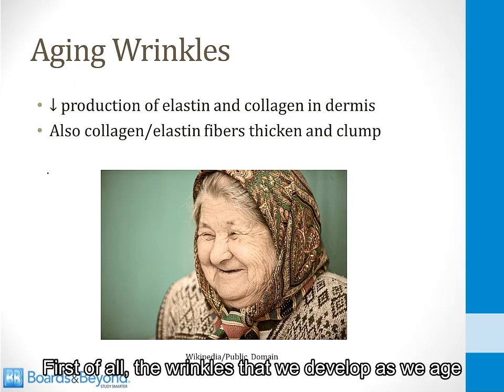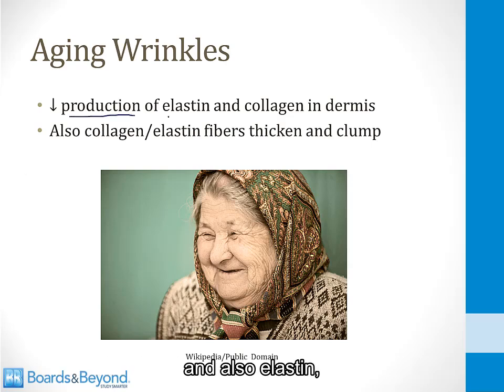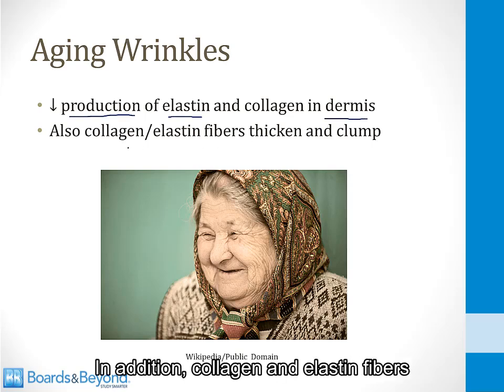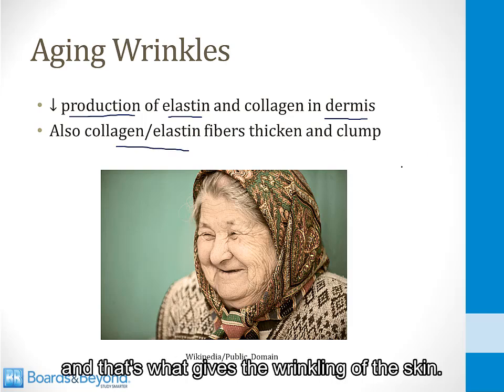First of all, the wrinkles that we develop as we age are related to decreased production of collagen and also elastin, which we'll talk about later, in the dermis layer of the skin. In addition, collagen and elastin fibers tend to thicken and clump as we age, and that's what gives the wrinkling of the skin.